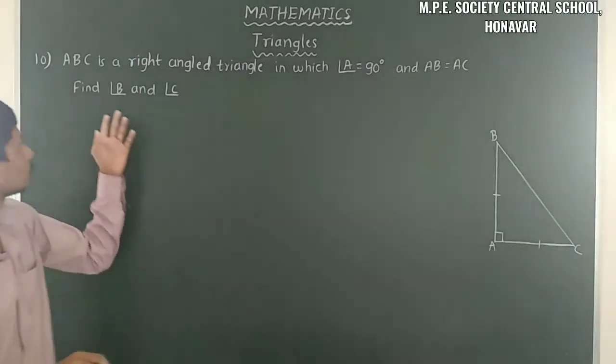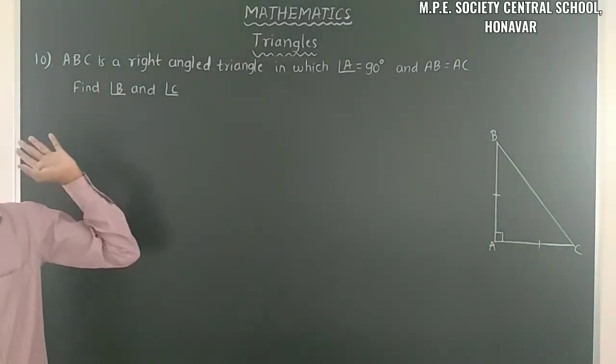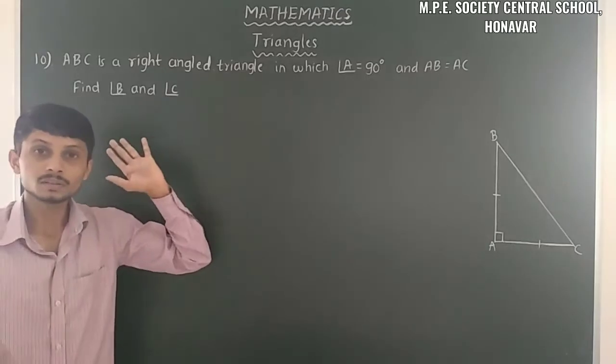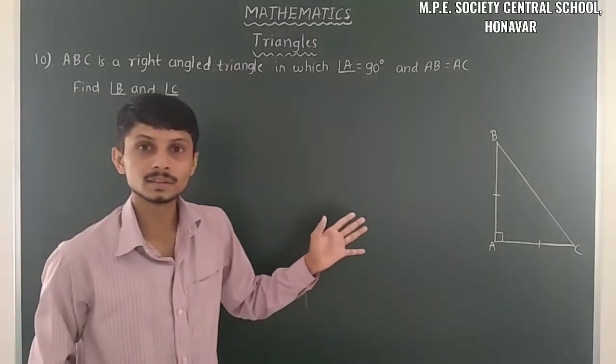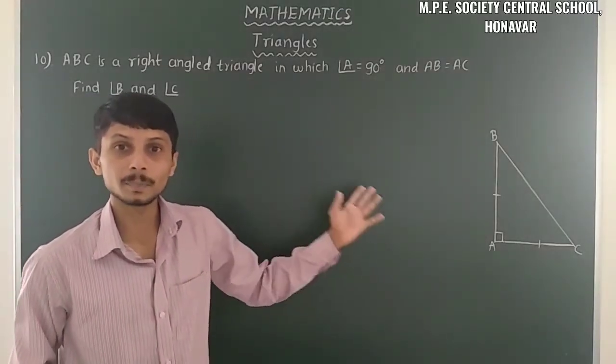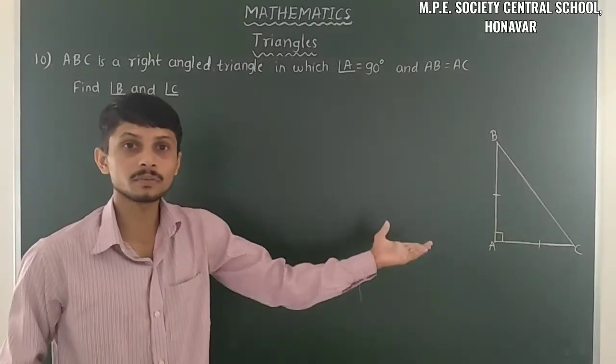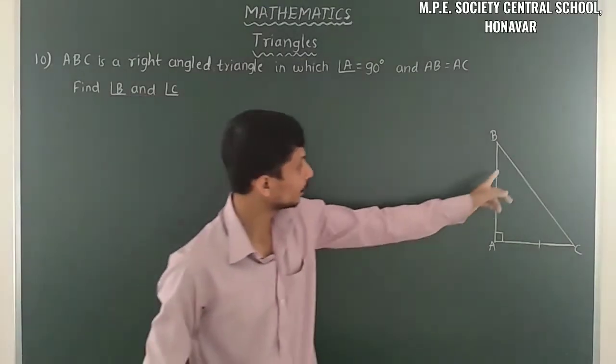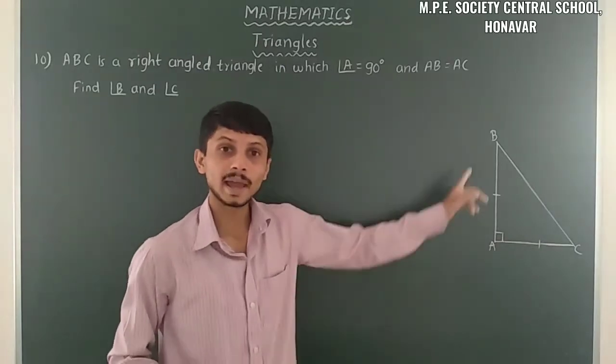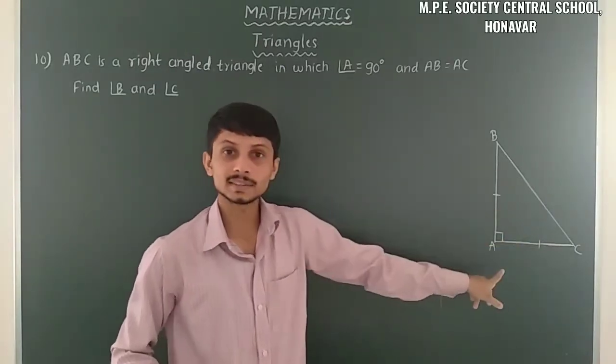Then what we have to do here is find angle B and angle C. With the given things we have to find out angle B and angle C. How can we find that? Just observe: angle B and angle C are equal because angles opposite to the equal sides are equal.